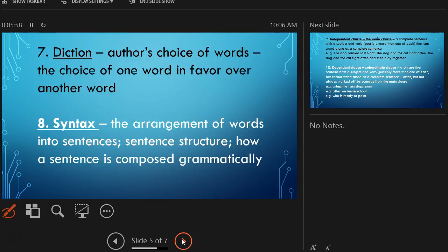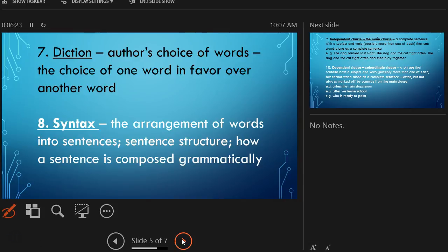You should be pretty familiar with number 7 now, diction. Diction is the author's choice of words. And when we examine diction, what we do is we look at why the writer chooses one word in favor of or instead of another word. We look at what the impact of that word choice is based on the connotations of that word, how the connotations shape our feelings, and why the writer would want us to feel that way.